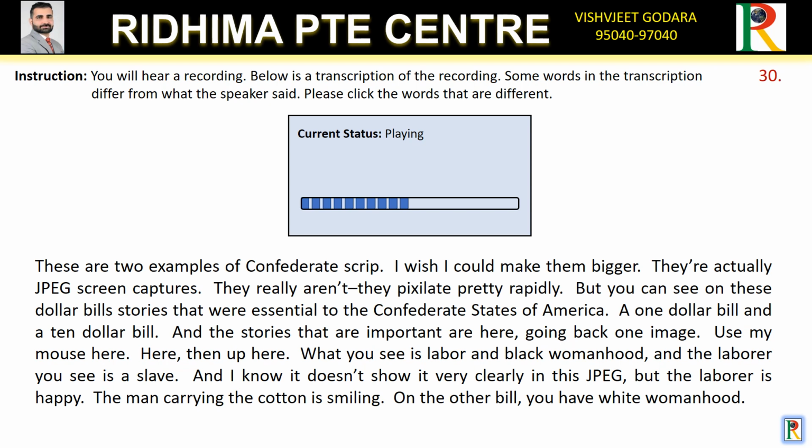Going back one image, I can use my mouse here, then down here. What you see is labor and white womanhood. And the labor you see is a slave. And I know it doesn't show up very clearly in this JPEG, but the labor is happy. The slave carrying the cotton is smiling. On the other bill, you have white womanhood.